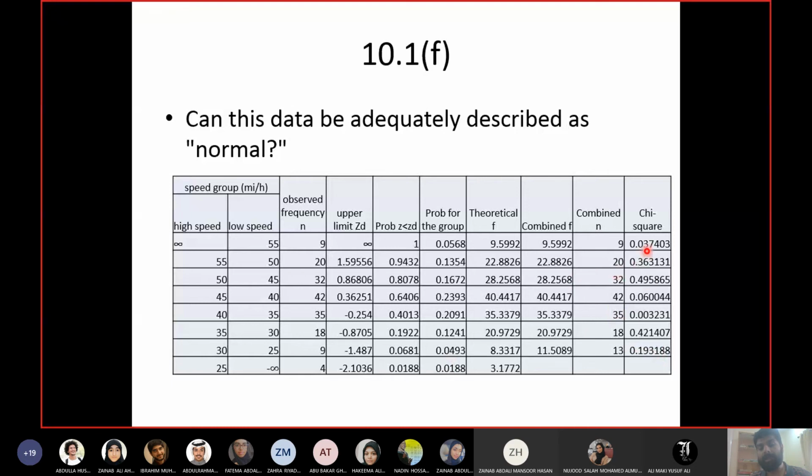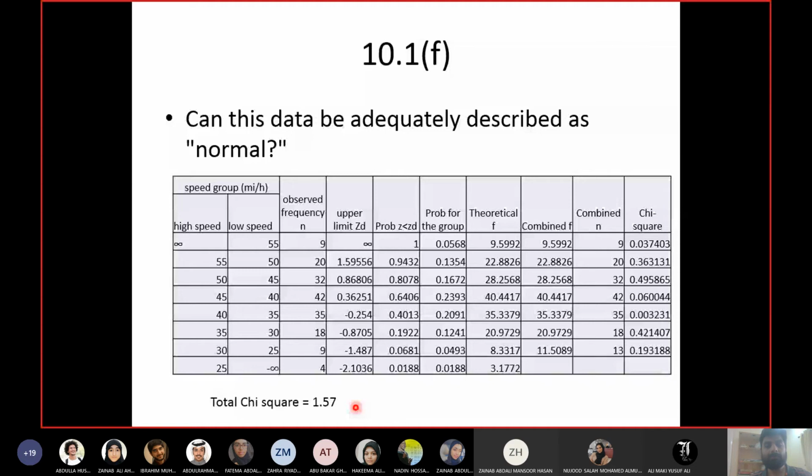You calculate the chi-square, and then you add all the chi-square values to get the chi-square for the entire data set. The total chi-square is 1.57. Then I must know the degrees of freedom. For degrees of freedom, find out how many groups you are left with after merging. So how many groups do I have? 1, 2, 3, 4, 5, 6, and 7. So degrees of freedom is the number of groups minus 3, so 7 minus 3. And chi-square is 1.57.